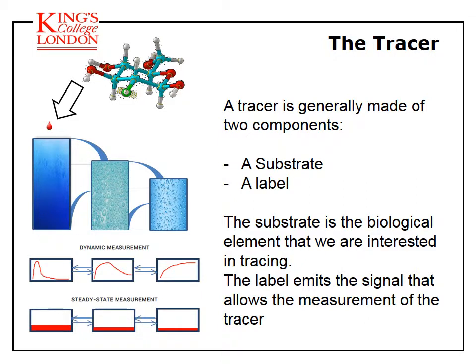Now, a typical tracer is made by two components. One is the substrate that possesses the biochemical properties of interest, and the second one is the label that will make this tracer visible to the measuring system.